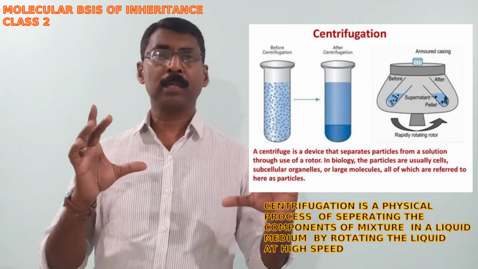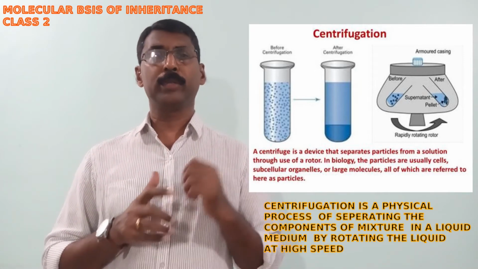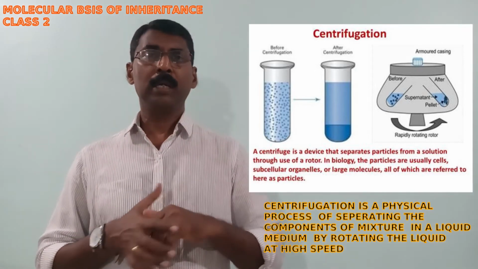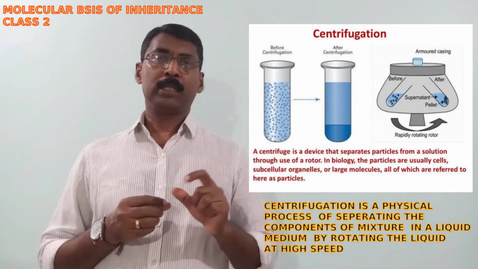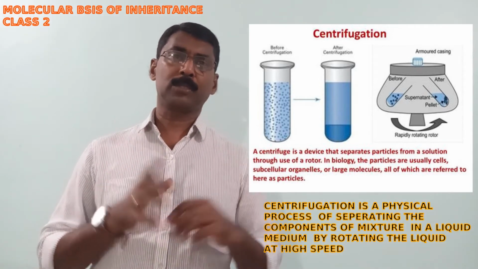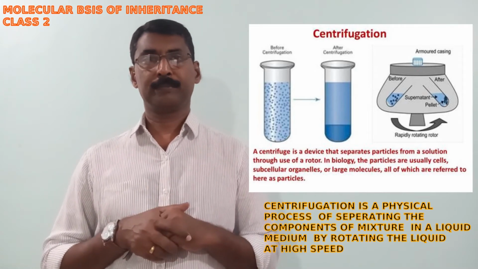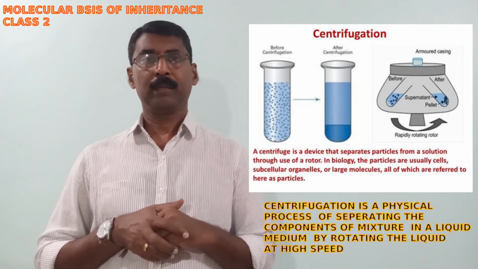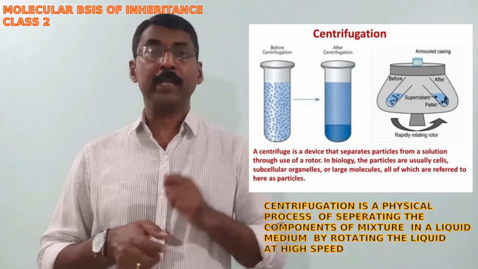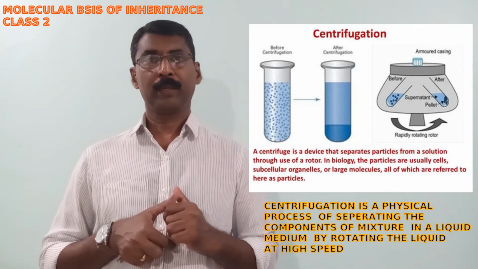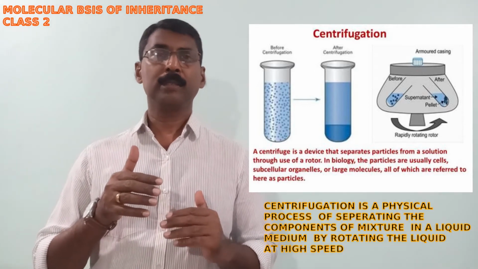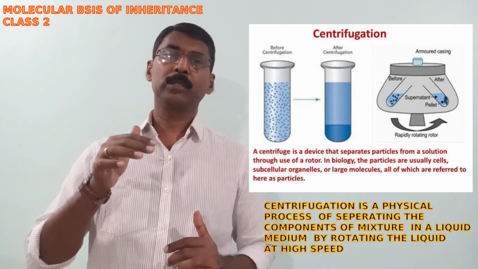So when these two culture media were subjected to centrifugation, centrifugation is a process in which a liquid substance is allowed to spin at a high speed. When it is spun at a high speed, substances would get separated based on the density.